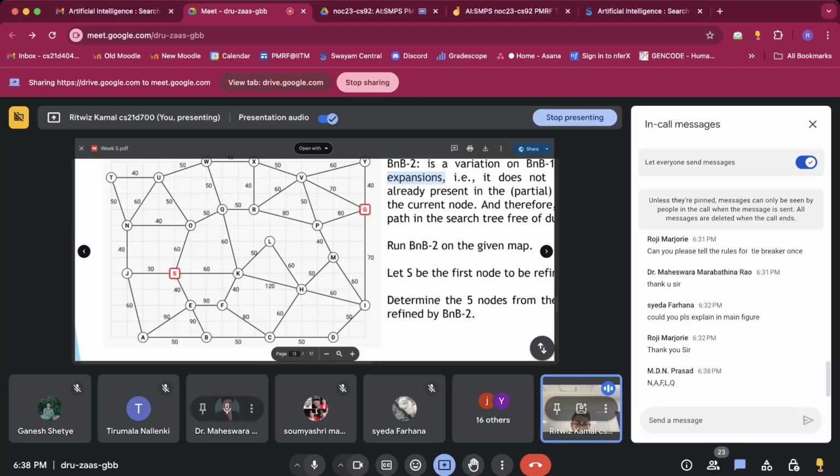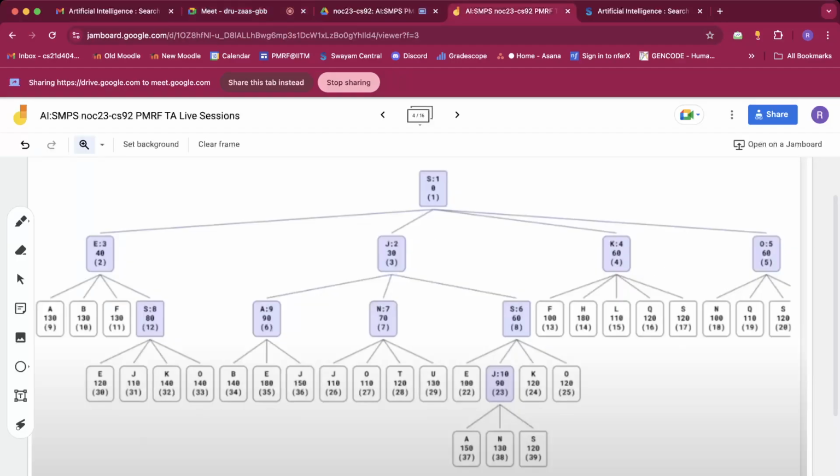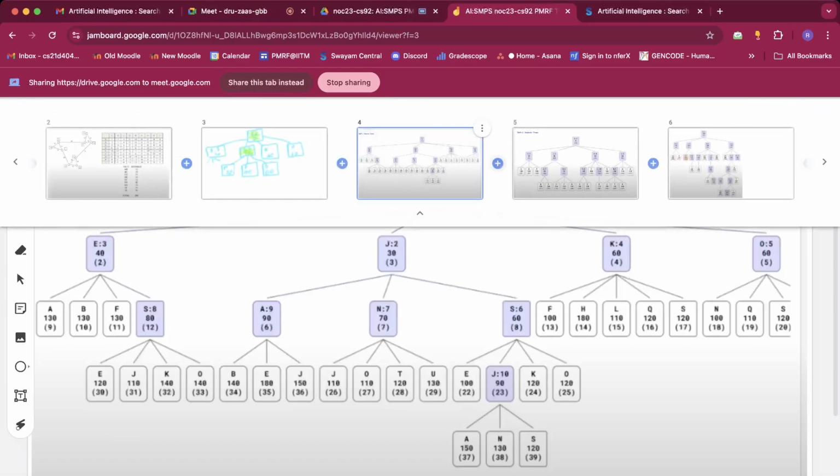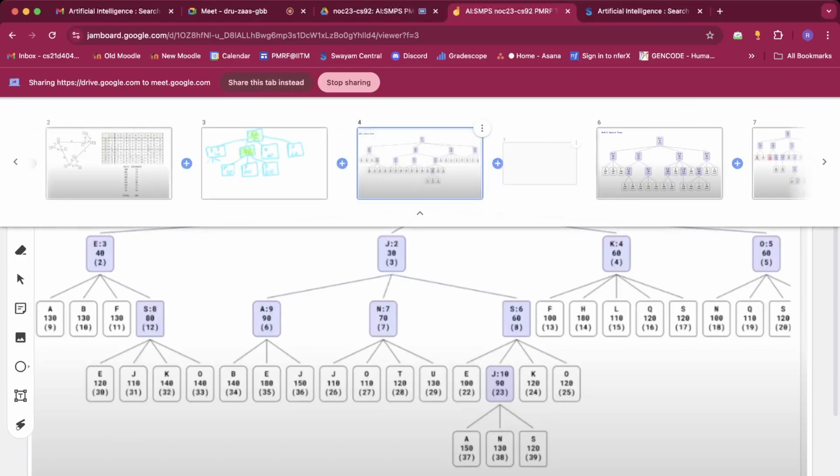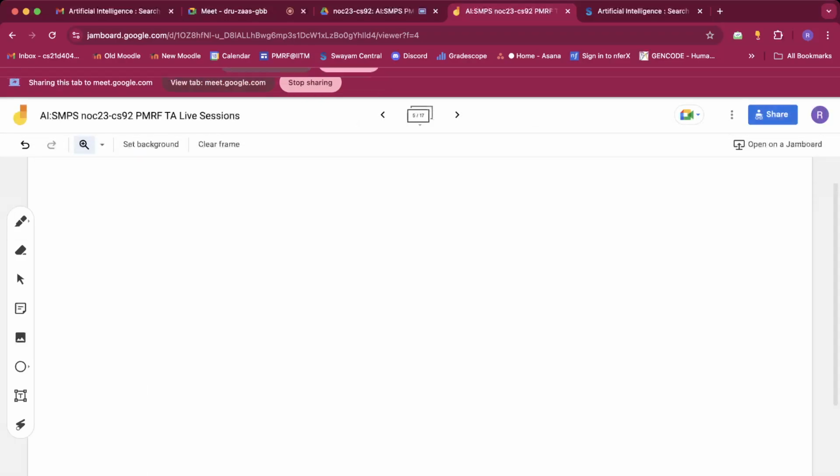Okay, so we already have a couple of solutions in the chat box. That's great. Let's have a look at our solution and see if we reach the correct solution. Okay, so like in the previous case, we will try to draw a search tree.